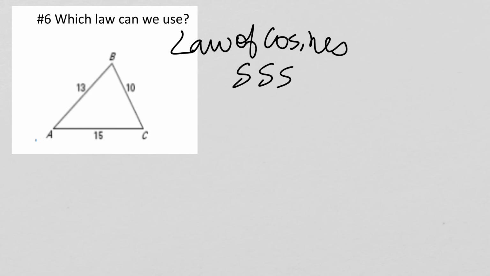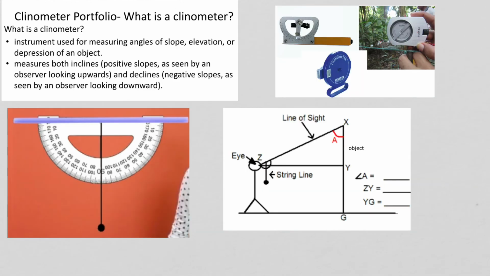All right, so that's it for the ELR 8.6. I want to go over about our portfolio for today. That's for this unit. It's called a clinometer portfolio. And what's a clinometer? It's an instrument that measures angles of slope, elevation, or depression of an object. So it measures the incline as an observer is looking upwards and decline as is looking downwards.